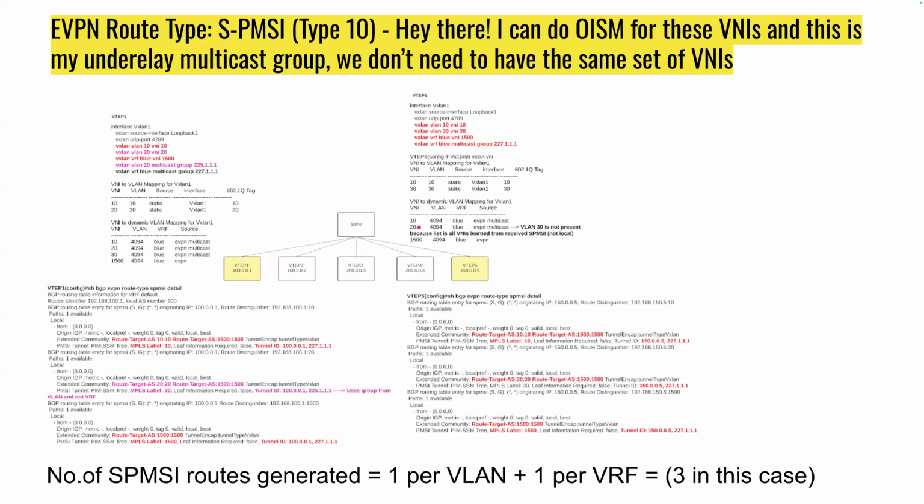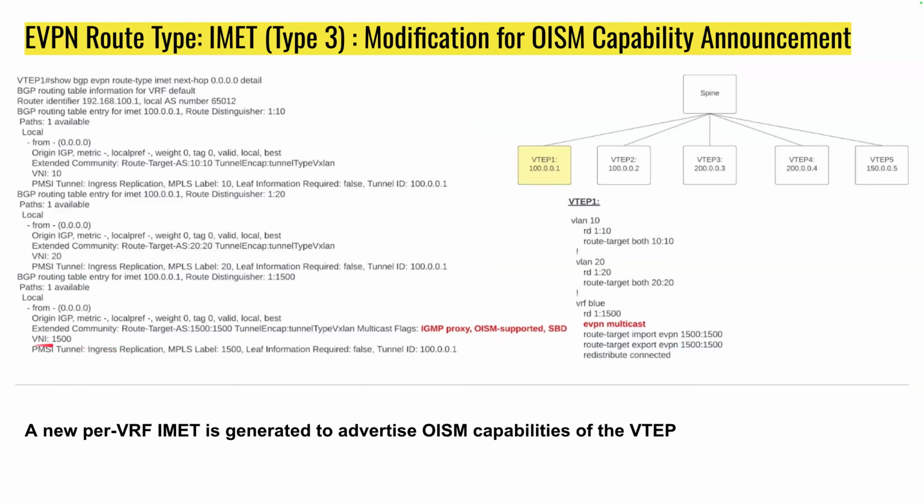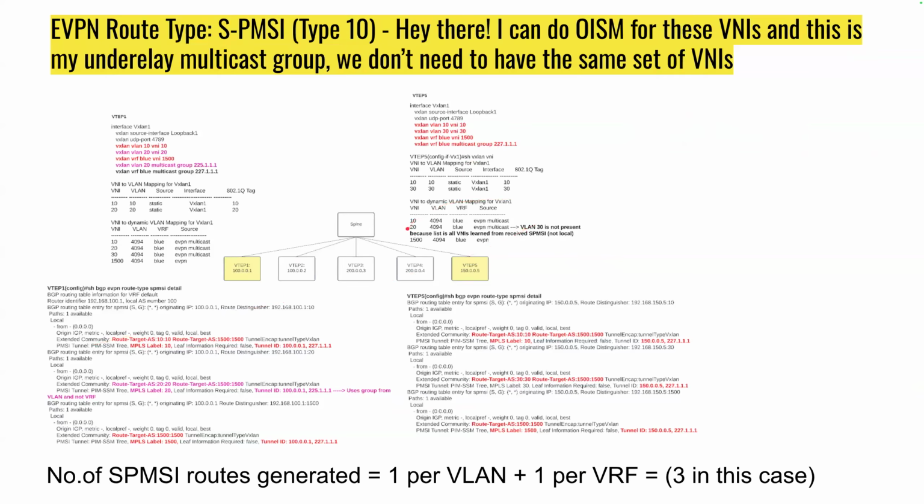Right. Similarly for 20 also. We received this SPMSA from VTEP1, which has L3 route targets. And we also have received one IMET with this route target and with this VNI, which has the OSM functionalities. So that is why we are creating this entry as well. And that is why we see that source is EVPN multicast.